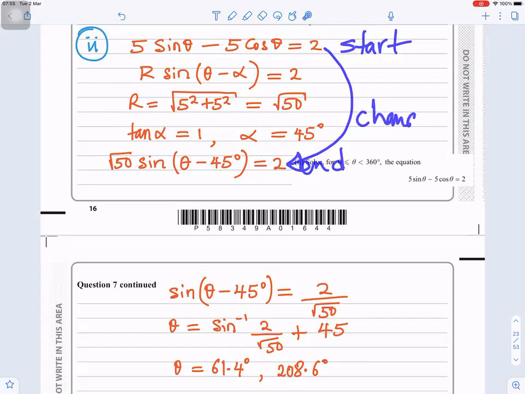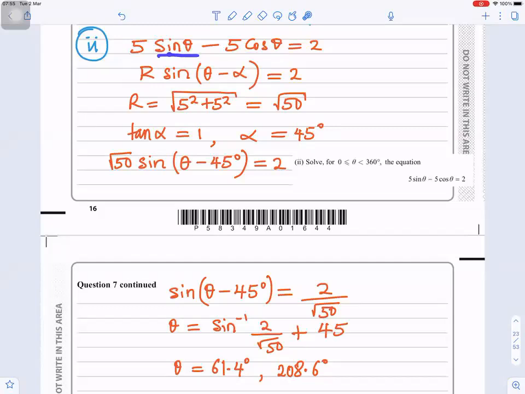Why did we change it? Because we can now solve this. It has only sine. Before it had sine and cosine. We cannot solve it when it has two of them mixed, sine and cosine. We want it to have only sine. So we change it from that to that. Now we can solve it. So we take square root of 50 to the right. It becomes divided by square root of 50. And then the angle is inverse sine of 2 over square root of 50.